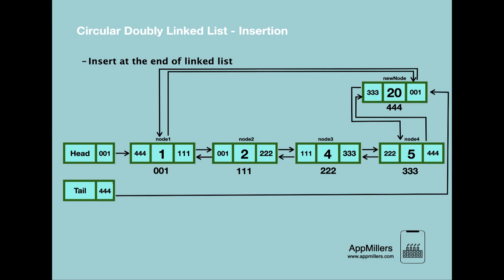Once again, let's quickly recap what we have done here. We have created a blank node and inserted a value into it. Then we updated the next reference of this node to point to the first node. Then we updated the previous reference of this newly created node to point to node 4, which is 333 in our case. Similarly, node 4 has to point to the new node, so we updated the next reference of node 4 to 444, which is the physical location of the new node. Then we updated the tail reference to point to this node, and then we updated node 1's previous reference to point to this node. And with this, we have completed the insertion of a node at the end of a circular double linked list.